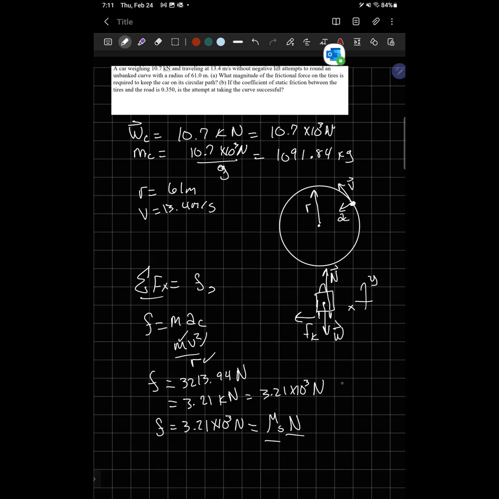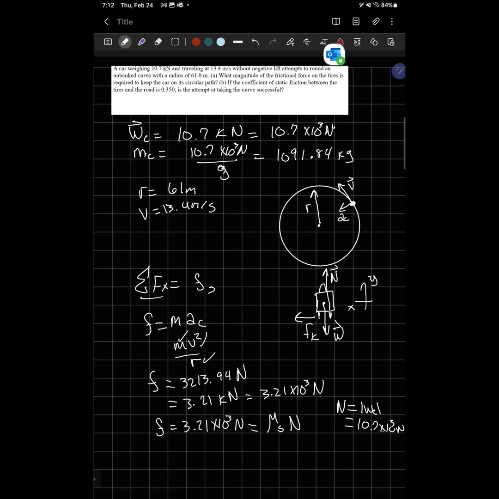Normal force is equivalent to my weight, which is equivalent to 10, no, 10.7 times 10 to the third newtons.